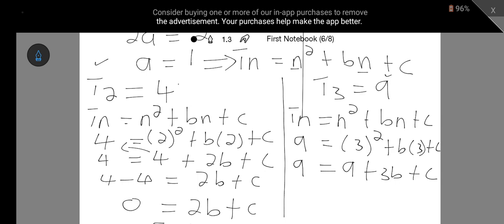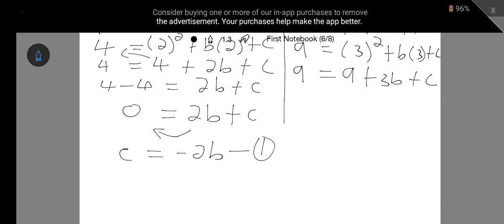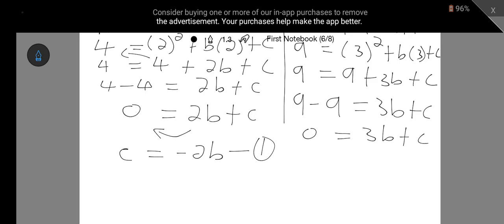Then what I'm going to do here, I'm going to simplify it. It looks like it's the same case. I'm going to take the 9 to the other side. 9 minus 9 is equal to 3B plus C. 9 minus 9 is 0. 0 is equal to 3B plus C. Now we're going to take the 3B to the other side. We're going to leave C on its side again. Then negative 3B is equal to C. This is our second equation.